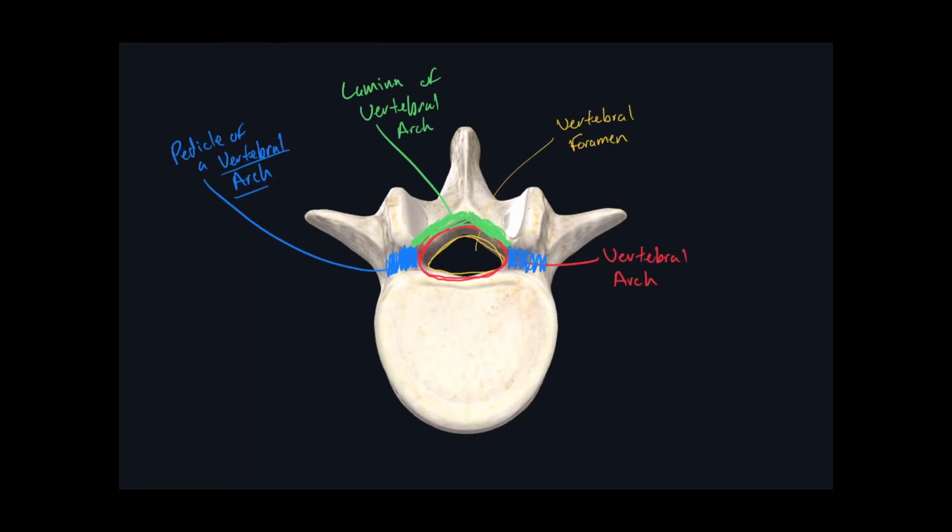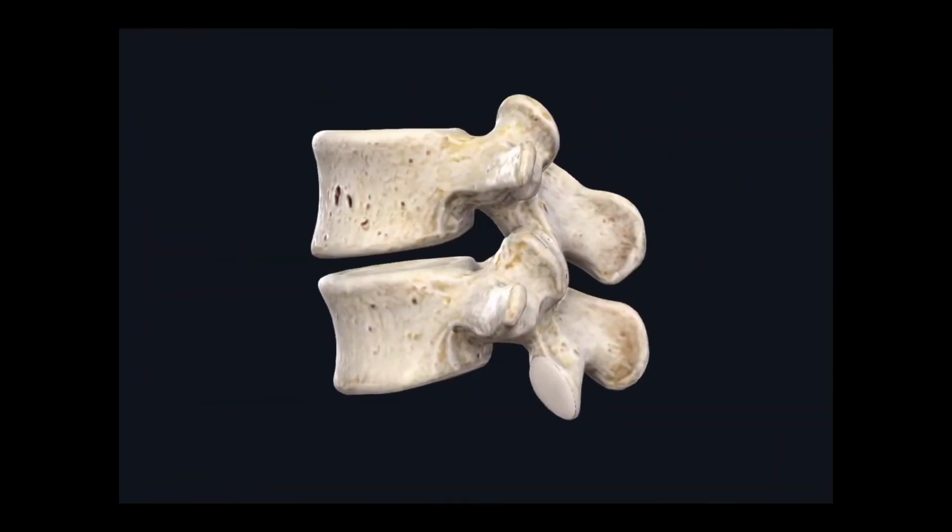Let's go ahead and look at a different view to look at other landmarks. We have a lateral view, and in this image we have two lumbar vertebrae, one on top of the other. In this image we can see certain landmarks that we couldn't see before. The first one being this right here. This notch is called the superior vertebral notch. And this one down here makes the inferior vertebral notch.